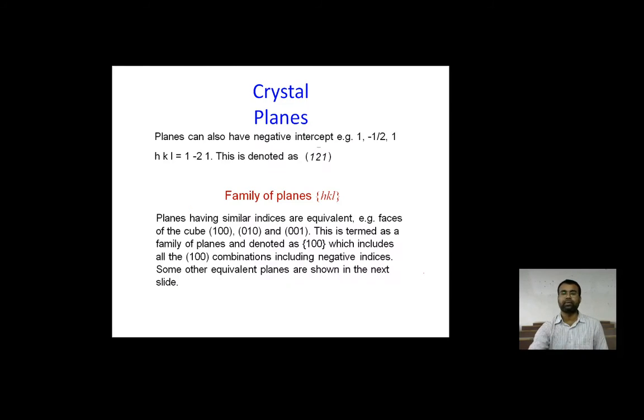and then enclose in brackets. So what is the next challenge if the plane is in the negative section? How will we define that? If the intercept is, for example, 1, 1, minus 1 by 2, which is 1, we do it in a similar manner as we did in the previous slide.